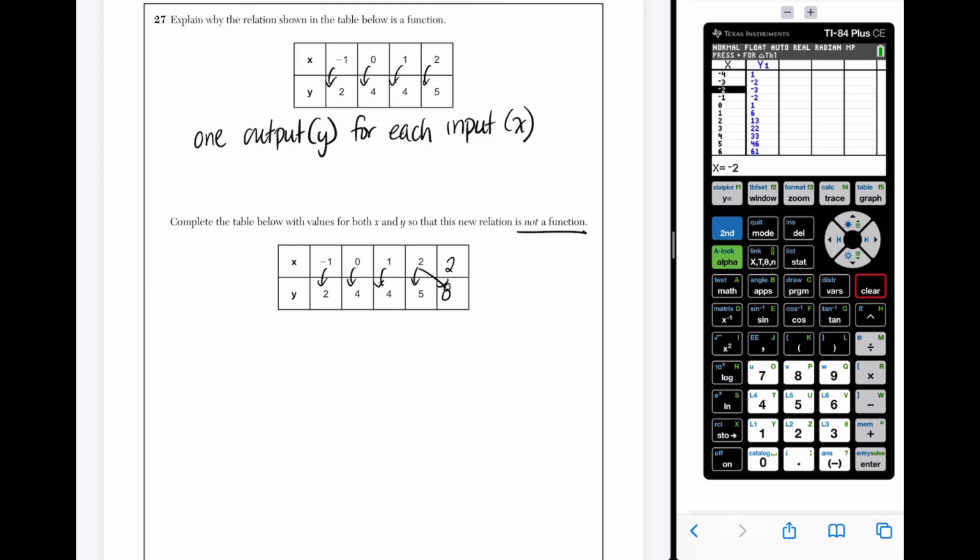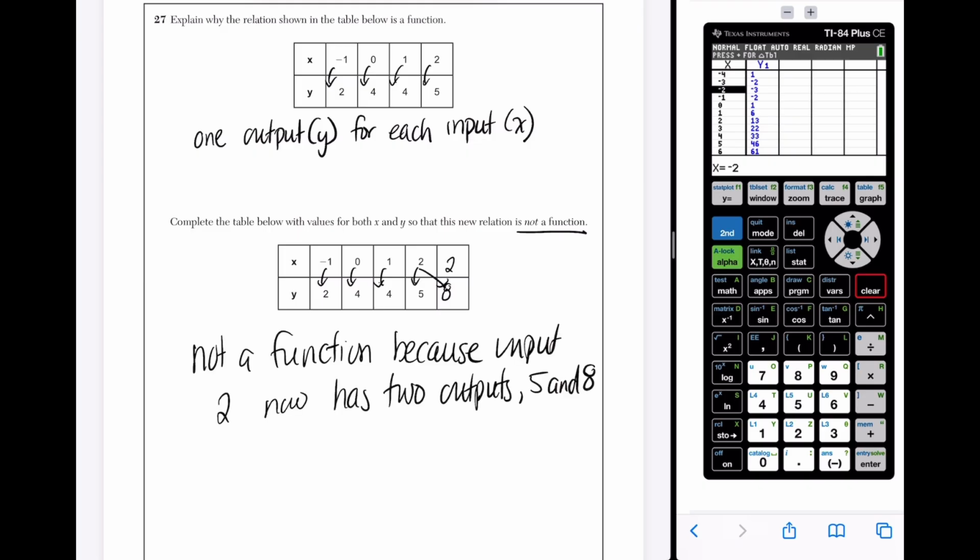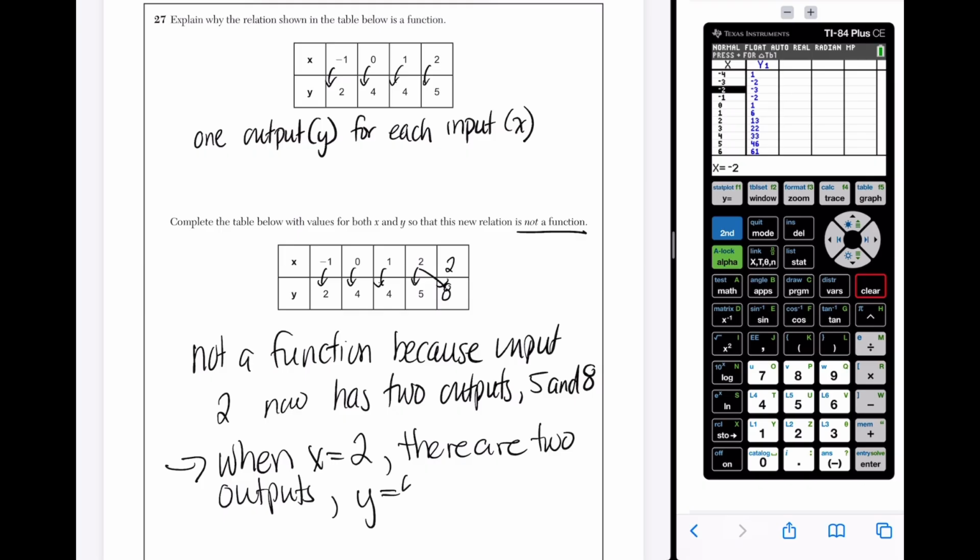But then for your y value, it could have been anything, as long as you're using the same x on top. So here's my reasoning why it is not a function, because input 2 has 2 outputs, 5 and 8. All right, or here's another way. When x equals 2, there are 2 outputs: y equals 5 and y equals 8. So again, that makes it not a function.